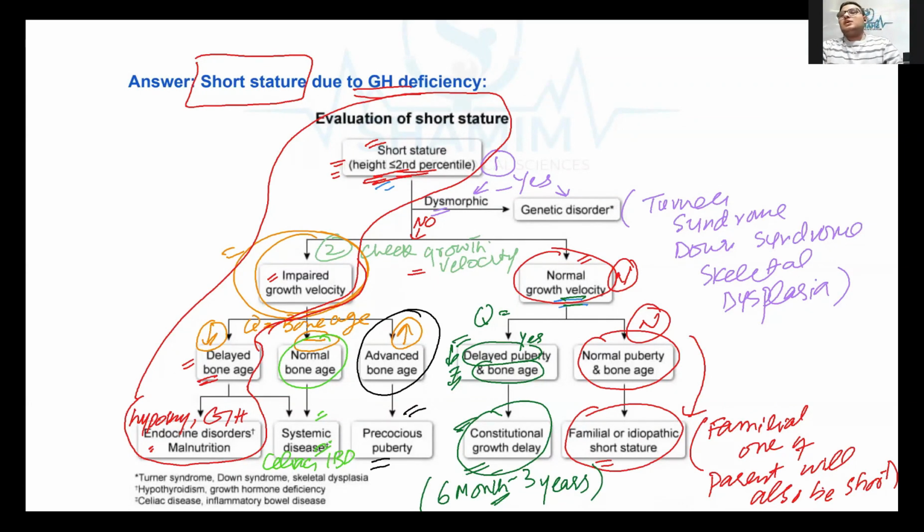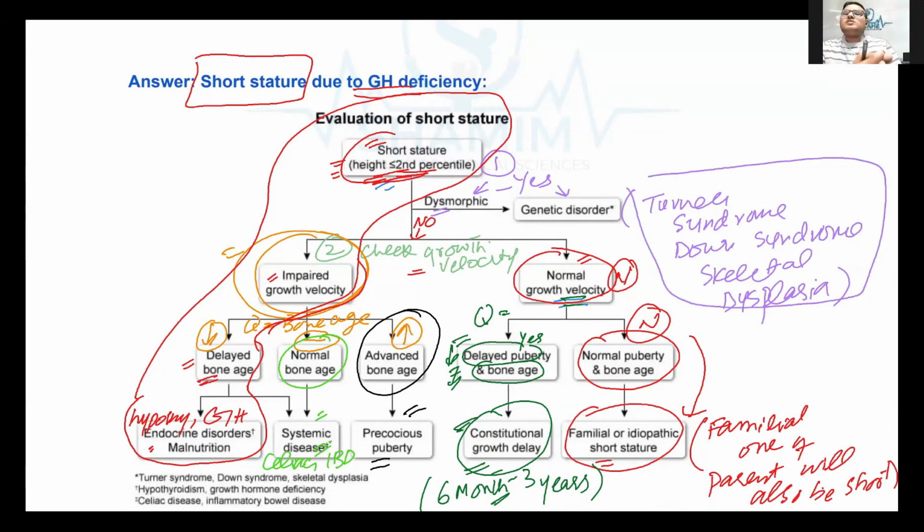So this is the evaluation of short stature. We have discussed it one by one. I can summarize this in just 2 minutes. First of all, when a patient comes, you have to evaluate if the height is less than second percentile. If the height is less than second percentile, which you will see on the growth chart, you have diagnosed the patient as short stature. Next you will ask the question, is there any dysmorphic feature? If yes, then you can suspect Turner syndrome, Down syndrome, and skeletal dysplasia. You can suspect any of these three.